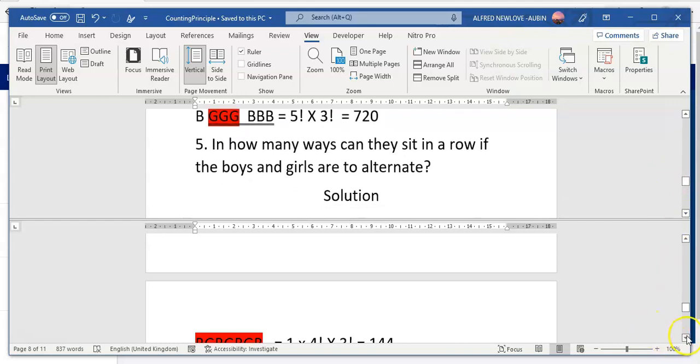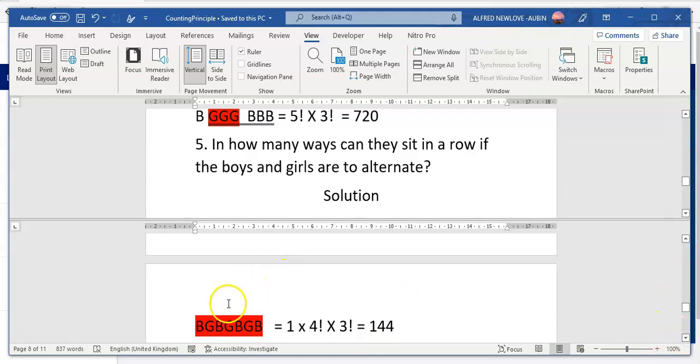Alternate means boy, girl, boy, girl. So here we are going to have boy, girl, like that. The boys are many, so you must start with it. The boys are more than the girls, so we start with it. Boy, girl, boy, girl, boy, girl, boy.